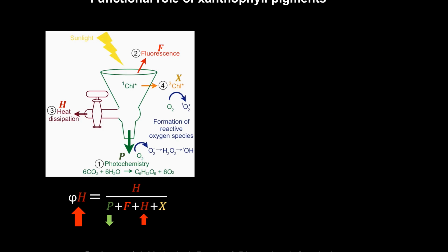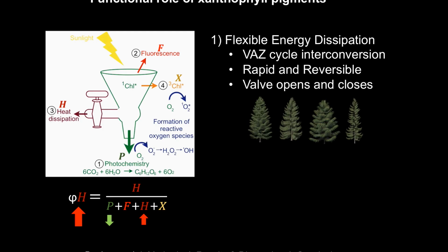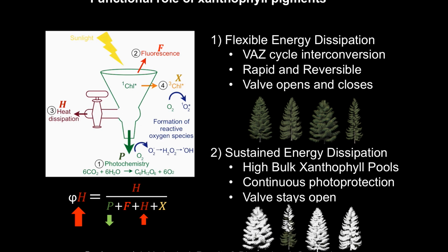So the functional role of the xanthophyll pigments in this context is first via flexible energy dissipation, which is rapid xanthophyll cycle interconversion. This can happen, like I said, on the order of 5 to 10 seconds, but also, as you remember, that increase and decrease throughout the day. This is that valve opening and closing on a finer time step.